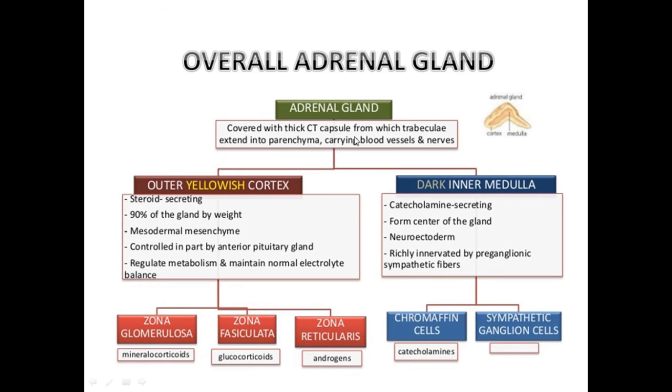The adrenal gland is covered by connective tissue, and the connective tissue sends septa to divide the gland into distinct zones. It contains an outermost yellowish part and an innermost darker part. The yellowish part consists of three zones: zona glomerulosa, fasciculata, and reticularis, and the inner zone consists of the chromaffin secreting cells.